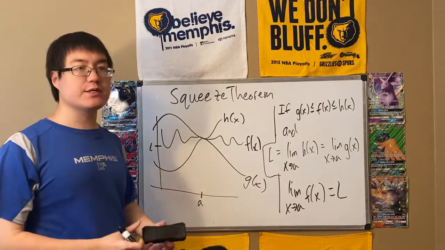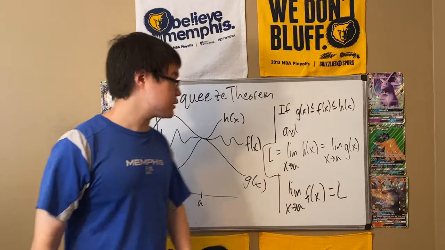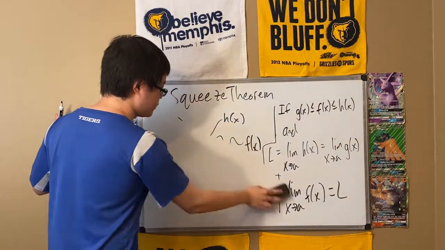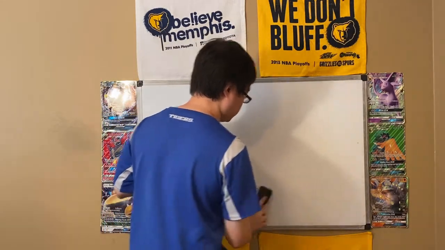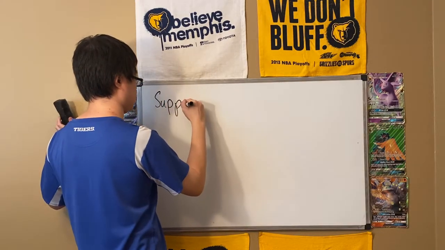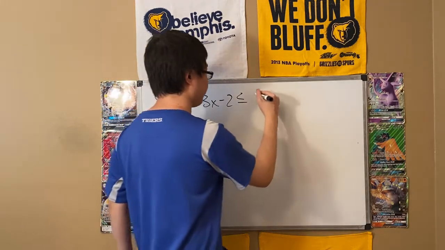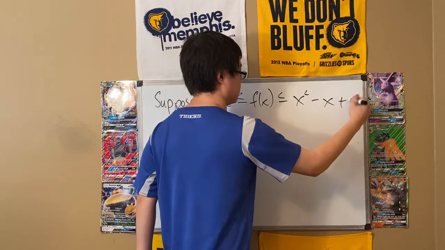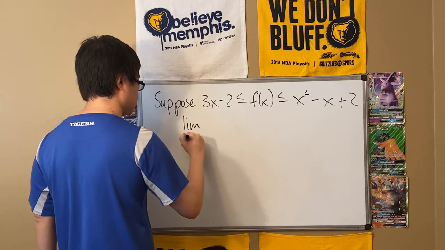Hopefully you've written down the squeeze theorem, but the best way to practice it is of course with examples. So let me erase this. Let's start off with a pretty basic example, and then we're going to try to use the squeeze theorem with those trig functions. The first basic example is, suppose we have 3x minus 2 is less than or equal to f of x, which is less than or equal to x squared minus x plus 2. We're going to try to find the limit as x goes to 2 of f of x.